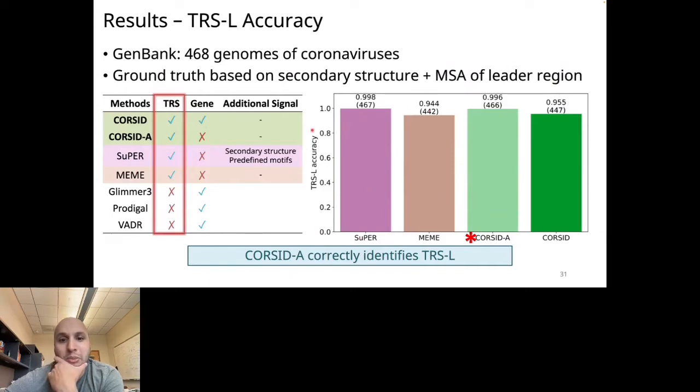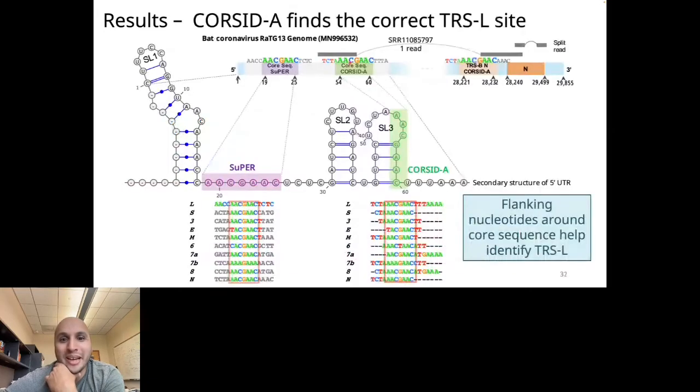Here I'm showing you the accuracy of finding TRS-L. So the alignment that we identify using our method, CORSID A, does it actually contain the right TRS-L? As input, we basically take the gene locations. You can see that we outperform mean, and we match the performance of super, but super is using a lot of additional information. And there is one case that is actually super interesting.